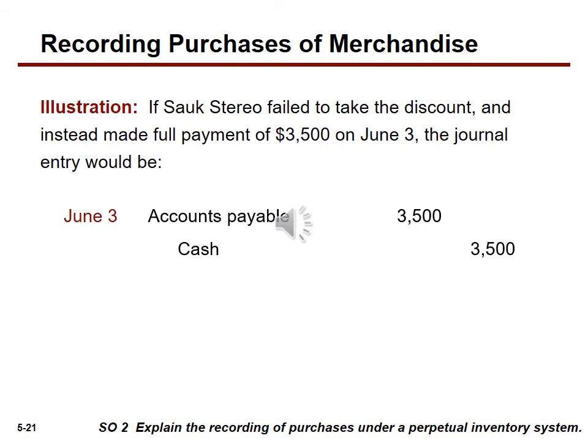Just as I have mentioned in the previous slide, if we assume that Souk Stereo failed to take the discount and instead made the full payment of 3,500 on June 3rd, meaning that they exceeded the discount allowance period, then the journal entry would be a simple entry, just like we were doing before in chapter 2, which is debiting accounts payable 3,500 and crediting cash with the full amount of 3,500. So no discount in this case.